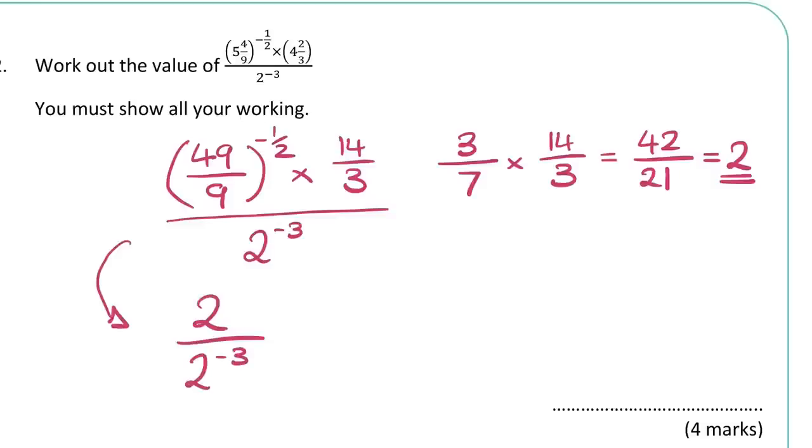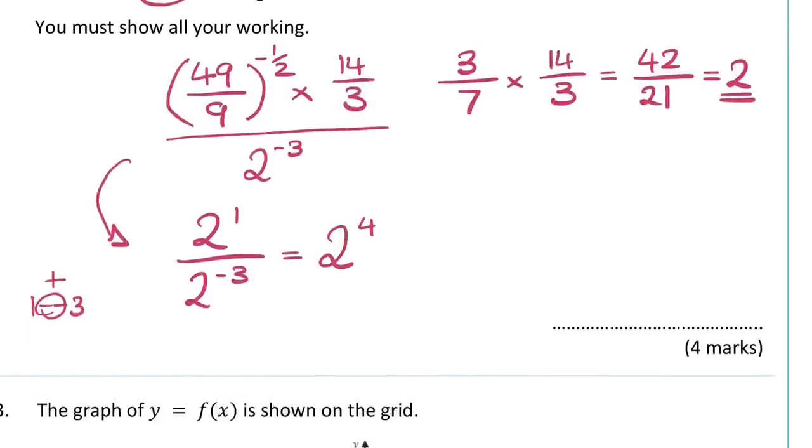Now 2 doesn't have a power with it, but it does have a power of 1 if we write that in. When we are dividing, you subtract the powers. So if we subtract negative 3 from 1, that's 1 take away negative 3. So we've got that situation again where we're adding. So that becomes 4. So 2 to the power of 4. And it does say work out the value of. So we do actually need to work that out.